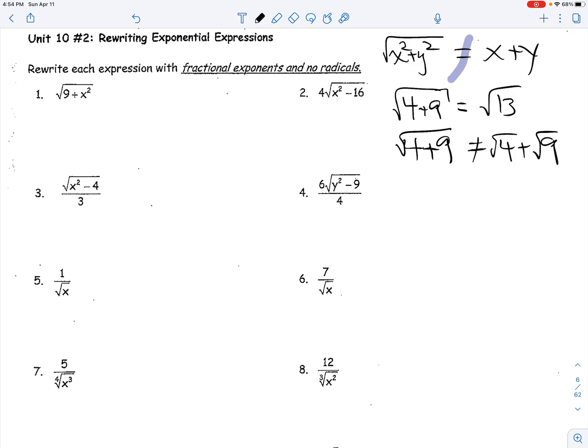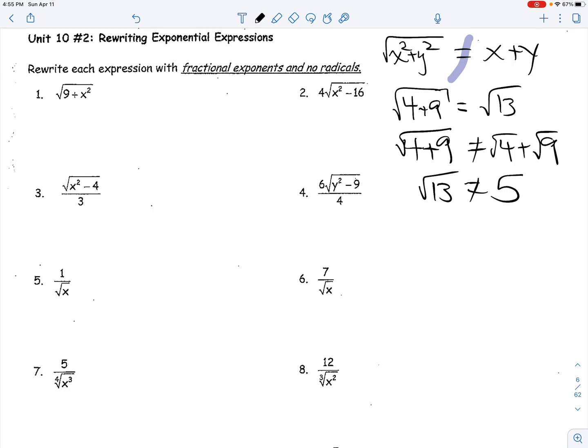The square root of 4 plus 9 does not equal the square root of 4 plus the square root of 9. The square root of 13 does not equal 2 plus 3, which is 5. So you cannot take the square root of each term when you have a plus or minus sign, separating the terms. If it was multiplication or division, like I said before, that's a different story.